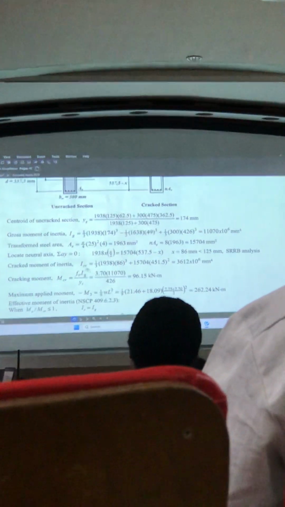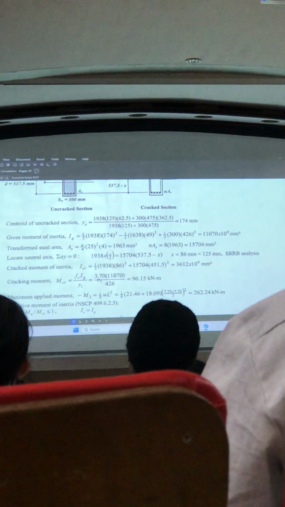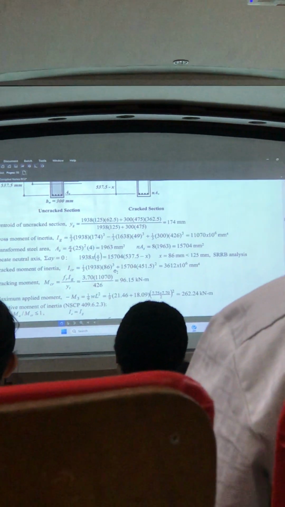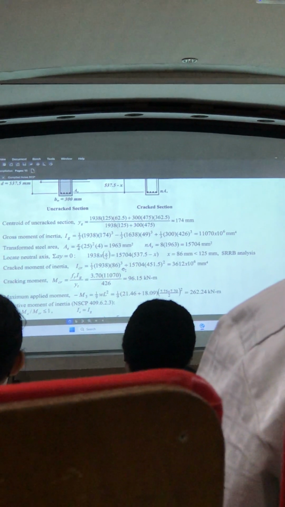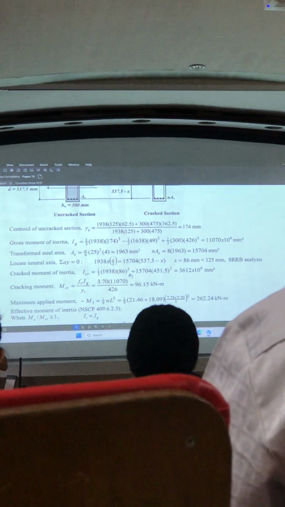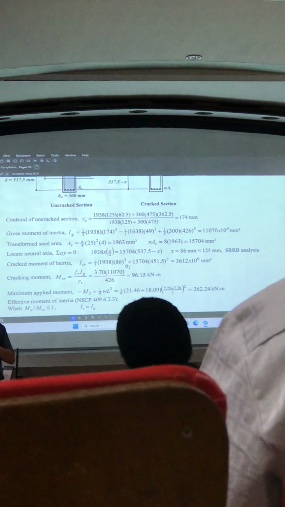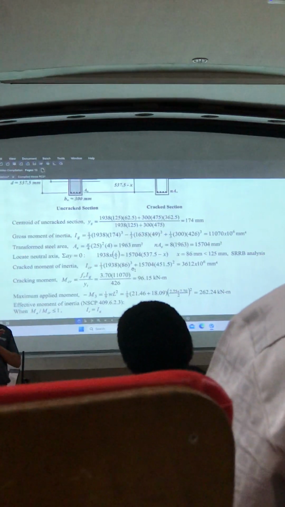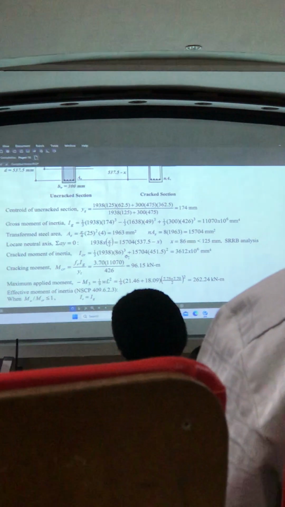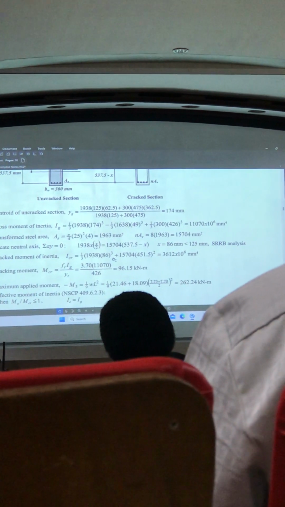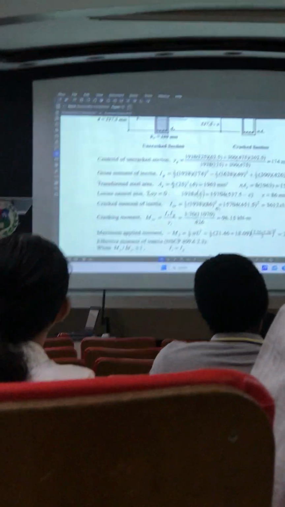Then we compute the cracking moment. That is the moment at which the tensile stress in the concrete will be equal to the tensile capacity of concrete. In other words, it is the moment that will initiate cracking of the section. We solve that using the flexure formula. The flexure formula is f equal to Mc over I. We solve for M, so you have f I over y.